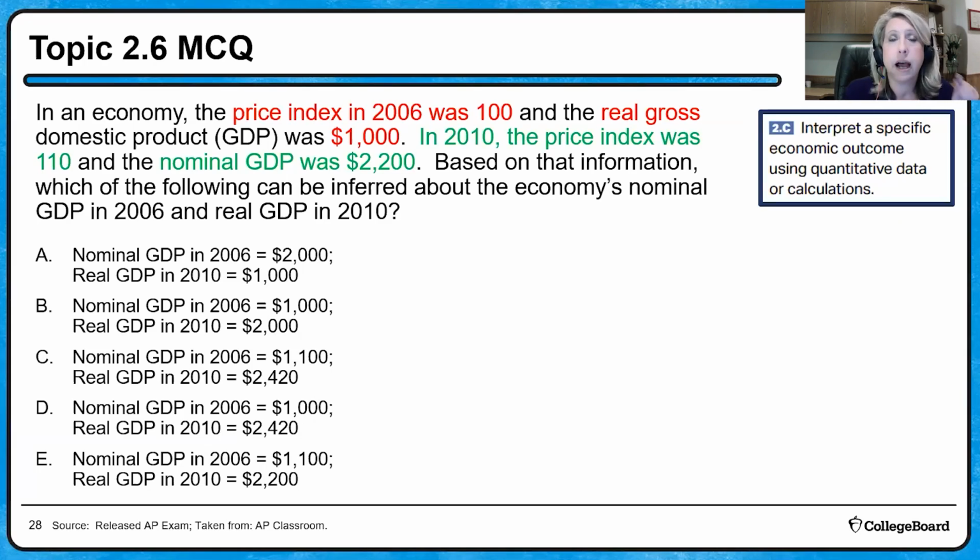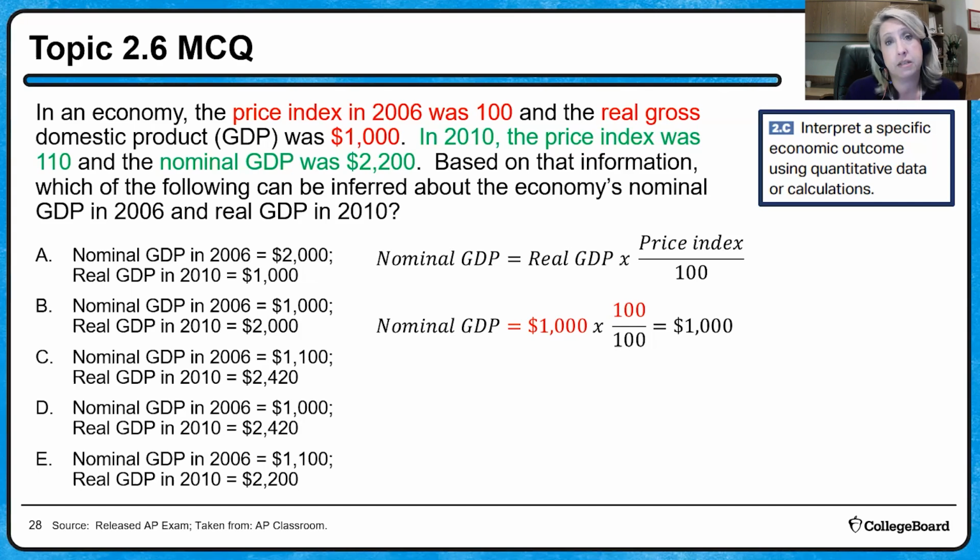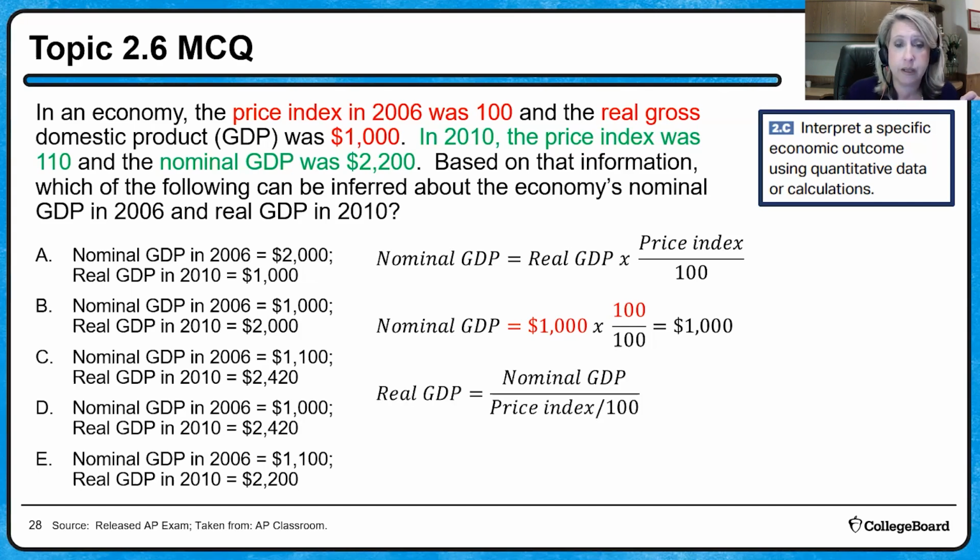What I did was highlight in red and green the numbers in the question that we need to plug into our formula. Since we are being asked for both nominal and real GDP, we want both formulas. Remember, nominal equals real times the price index. In 2006, we're told that real GDP is 1,000 and the price index is 100. That means nominal GDP is 1,000. We need real GDP in 2010.